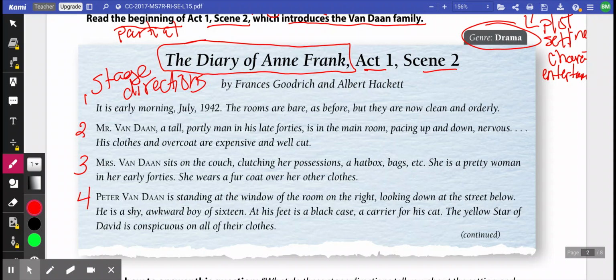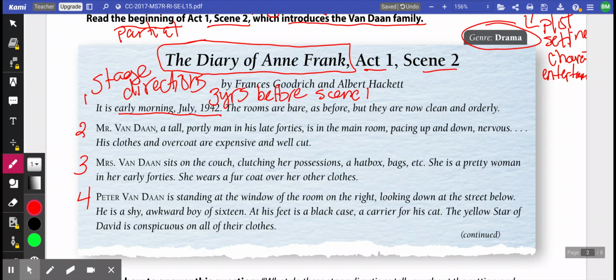Now, what did you underline as your setting? What did you find? Good job that it's early morning, July 1942. This is a big deal because this is 3 years before scene 1. So we're going back in time. It's like the whole play is about to be one giant flashback to what happened. Remember, flashback is when you start at one spot and look back at what happened, and then go all the way until it catches back up to the beginning.